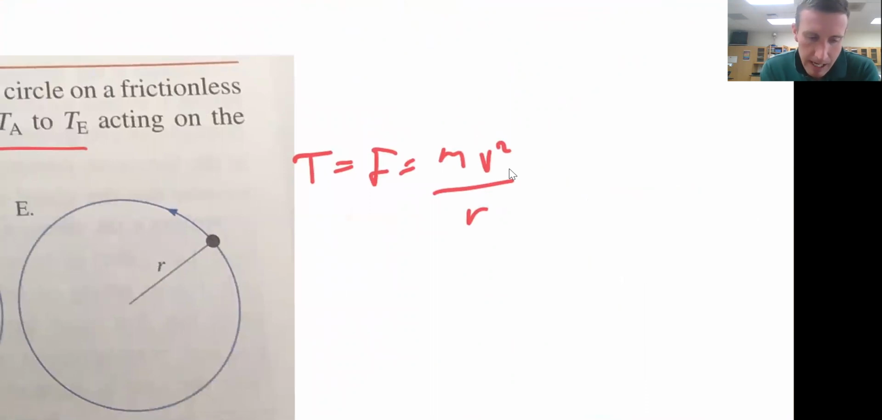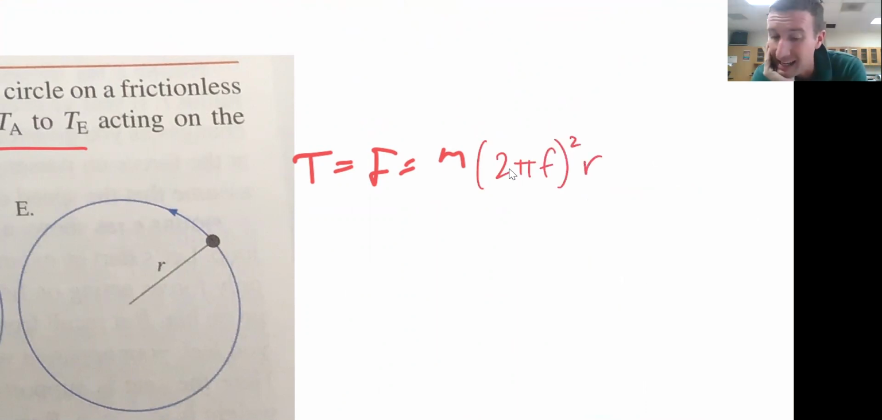M times, where am I? There we go. So that was mass times 2 pi frequency squared times r, because that was my centripetal acceleration. Okay, so frequency is going to be squared. Let's see, stuff that I can ignore. The mass I can ignore because it stays the same the whole time. 2 pi is a constant, so I can ignore that. So the tension is proportional to frequency squared times the radius.